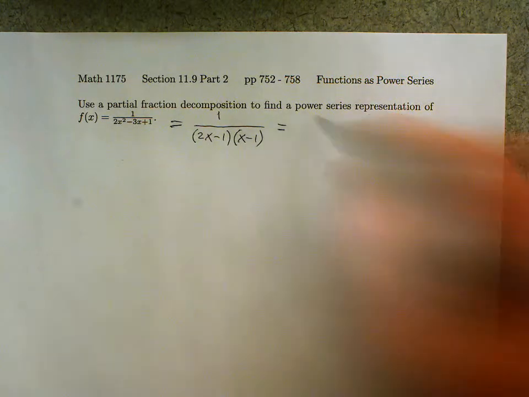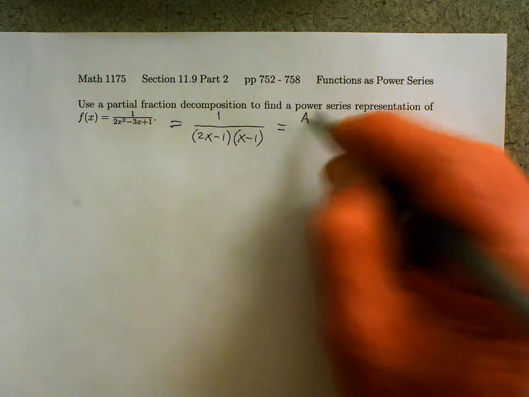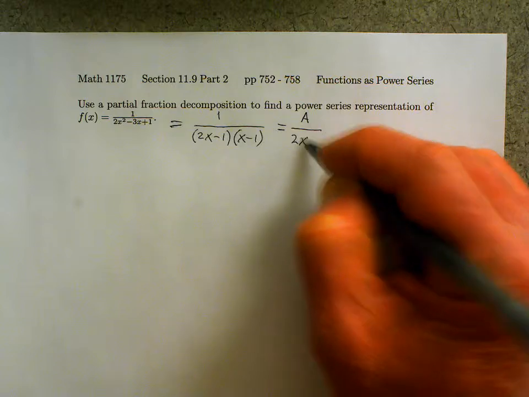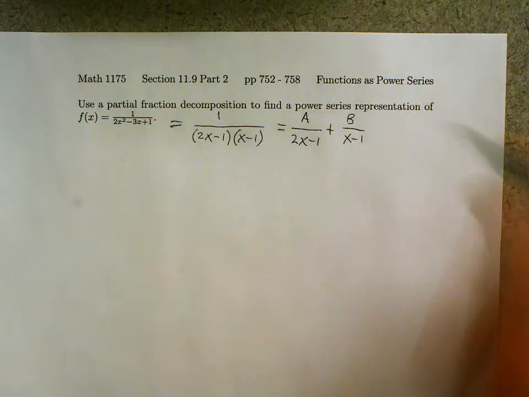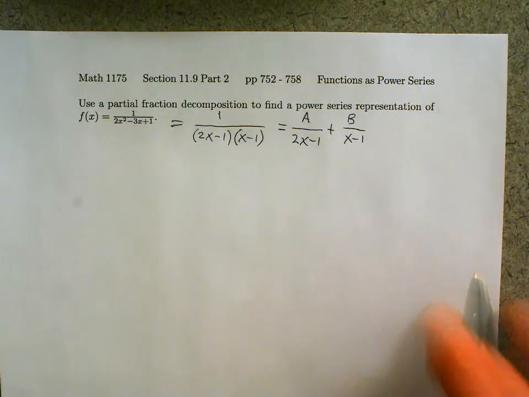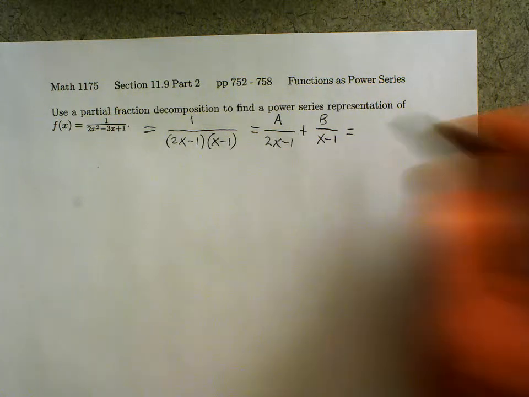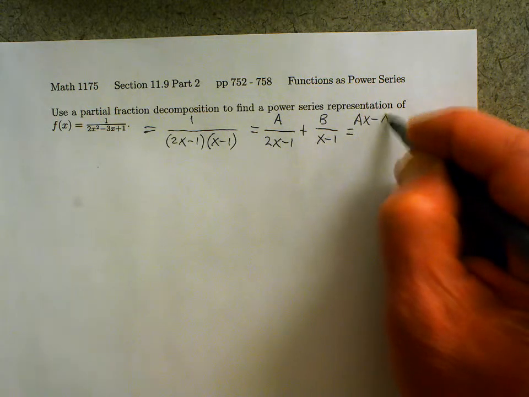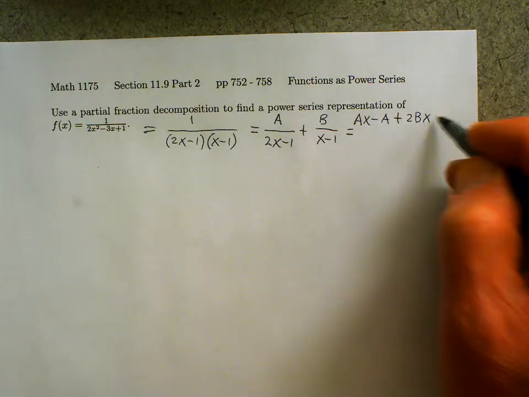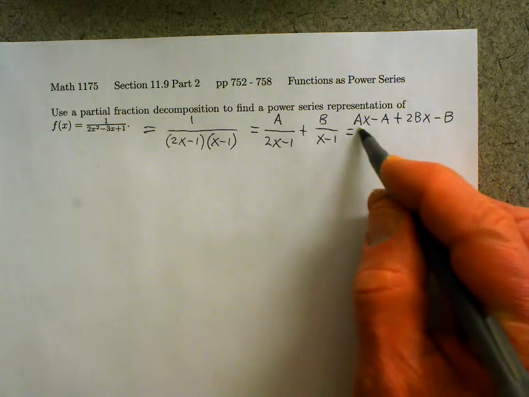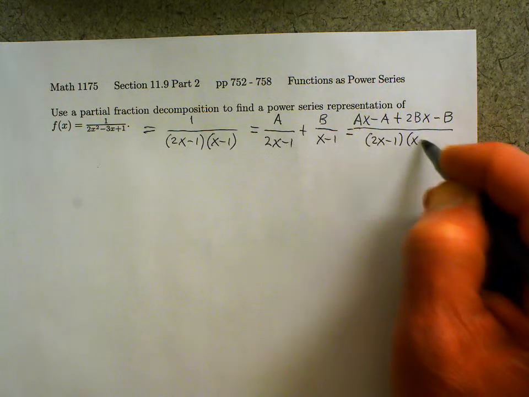We'll write this using the partial fraction decomposition. We'll write it as a over 2x minus 1 plus b over x minus 1. And then with a common denominator, the numerator will become ax minus a plus 2bx minus b over the common denominator, 2x minus 1 times x minus 1.